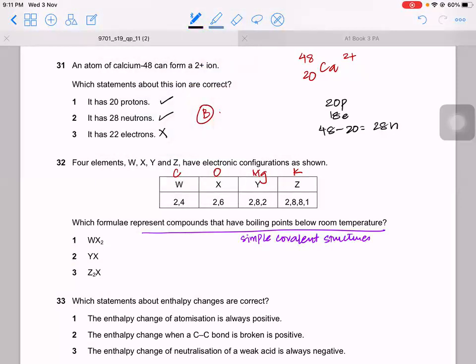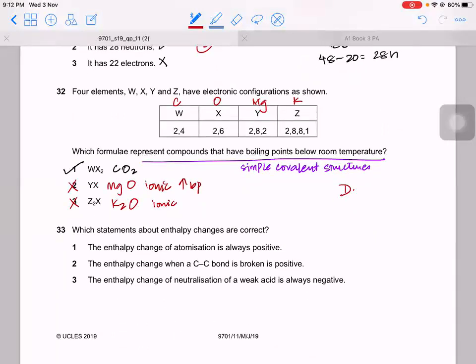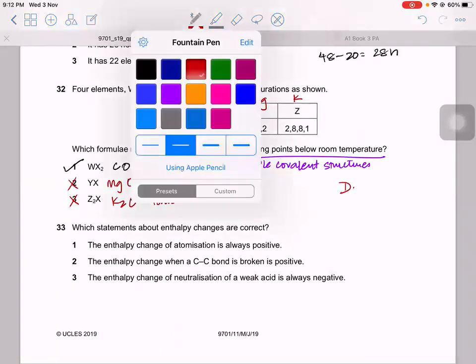Let's see. WX2. What is W? Carbon. X is O, CO2. Can this have low boiling point? Yes, because it's a simple covalent structure. YX. What is YX? Y is Mg. X is O. Can't be simple molecular. This is an ionic lattice. And this will have high boiling point. Can't be the answer. If 1 is right, 2 is wrong, answer is always D. 3 will also not be correct. Z2X. Z is K. X is O. This is also ionic. Answer is D.